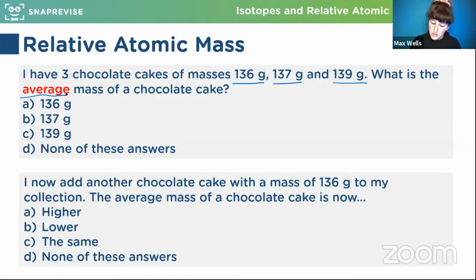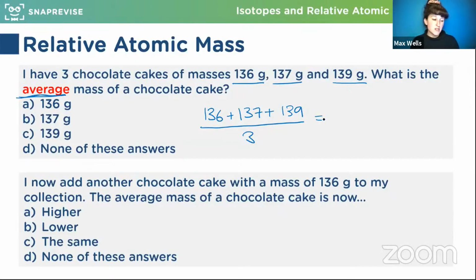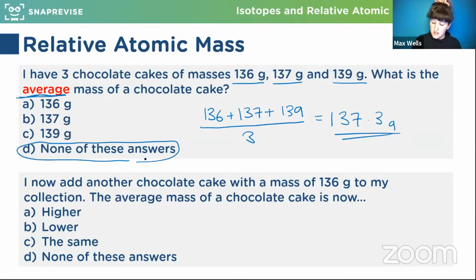So just to double check, we're looking at the average mass of a chocolate cake, so we're going to need to add them up. This is just a reminder on how to do averages or means. You have to add up your total masses because we're looking for the average mass, and then divide by the total number that we have. So we've got 3. If we do 136 plus 137 plus 139, all divided by 3, we should get 137.3 grams. So it's actually none of these answers.